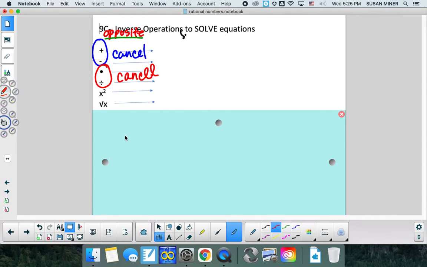So what about, we talked about this a little bit last time, right? What about the exponent of 2 and the square root? What if I said x squared equals 9? How do I cancel out an exponent of 2? And we kind of talked about this last time we were in class. Well, the opposite of an exponent is a square root.